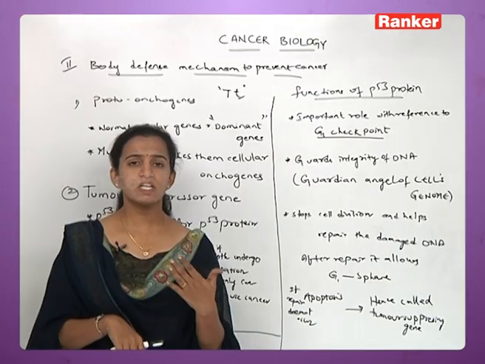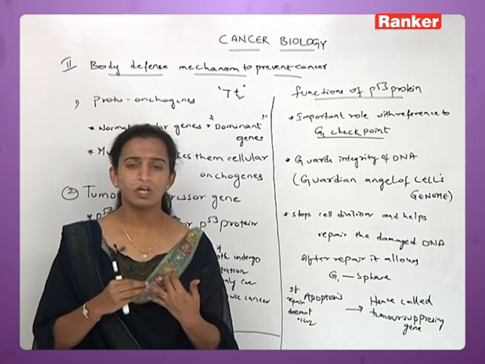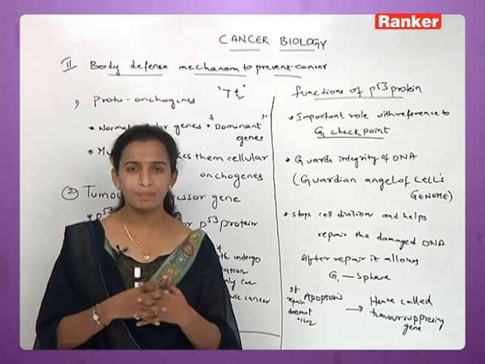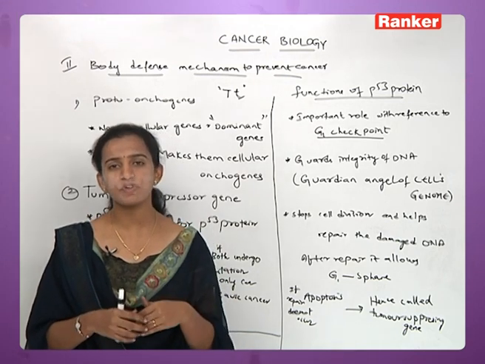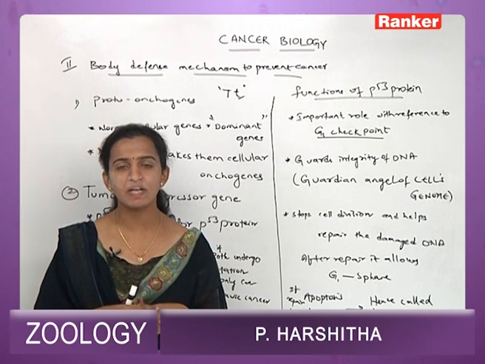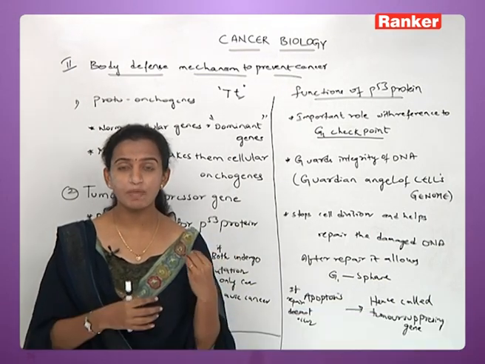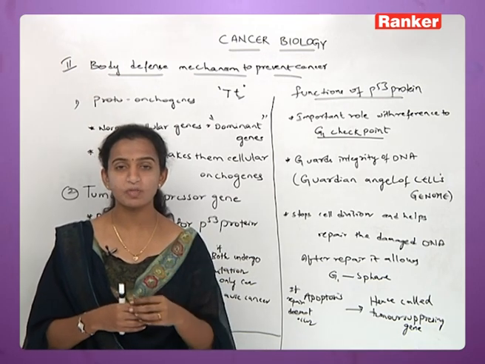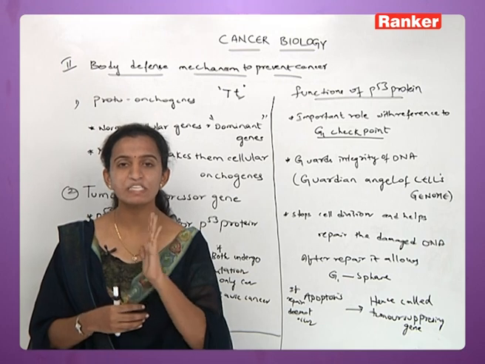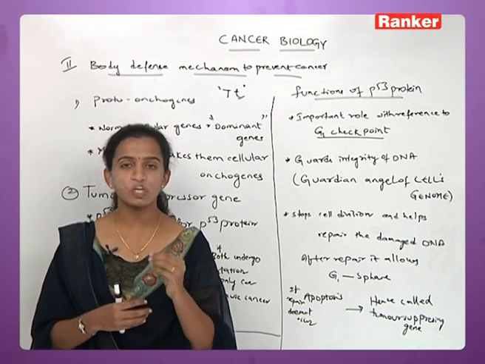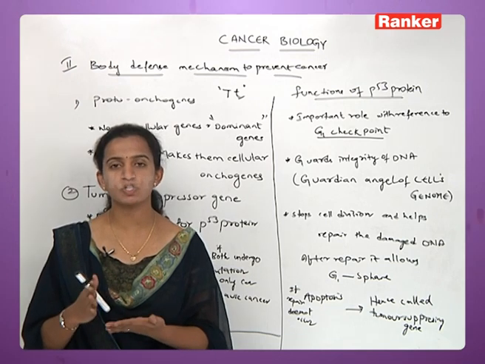That means the DNA is in a repair condition, or the cell is damaged and cannot be repaired, or it is impossible to repair. So it needs to go for apoptosis. That means it needs to kill itself. But if that does not happen, it means there is a lack of P53 protein. If the P53 protein loses its character as a checkpoint, then there is no tumor suppressor gene present in our body.